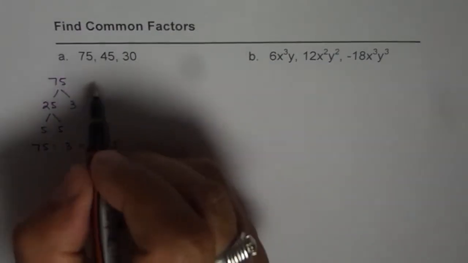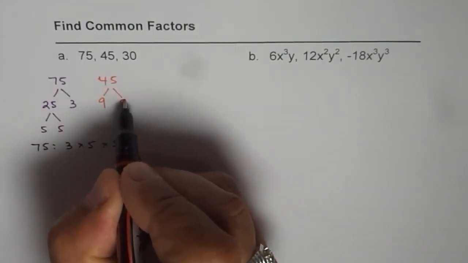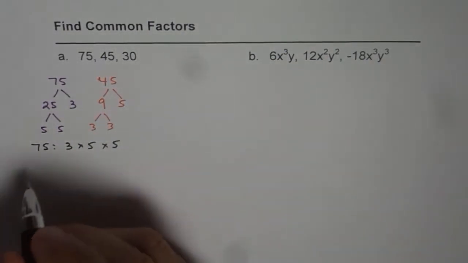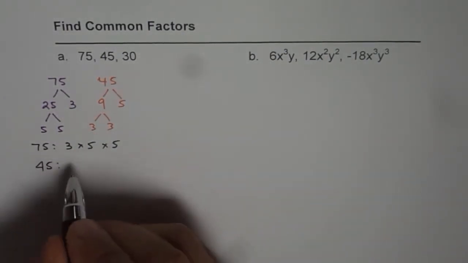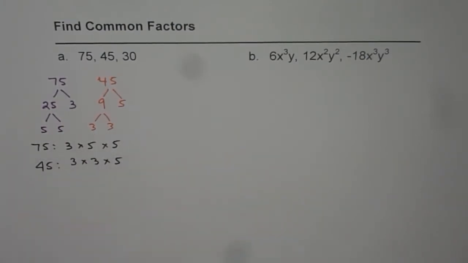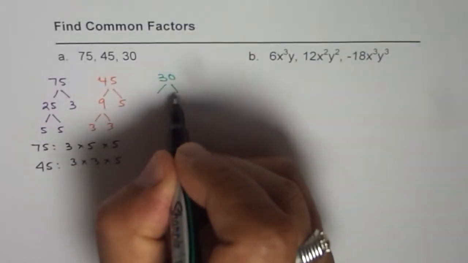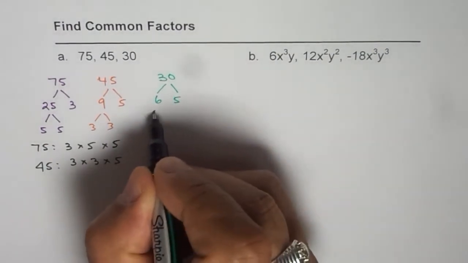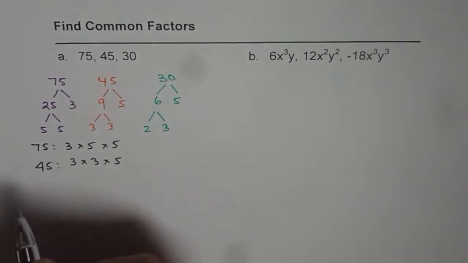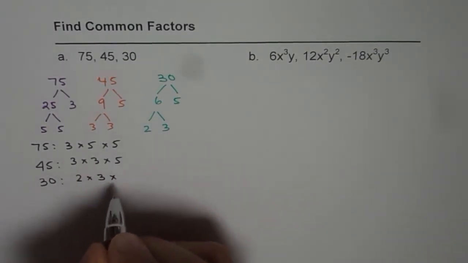Let's do prime factorization of 45. 45 is 9 times 5 and 9 is 3 times 3. So we can write 45 as 3 times 3 times 5, correct? Now for 30. 30 is 6 times 5 is 30 and 6 is 2 times 3. So we can write prime factors for 30 as 2 times 3 times 5.